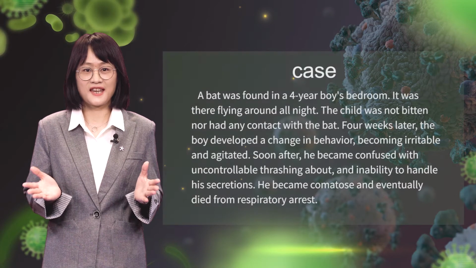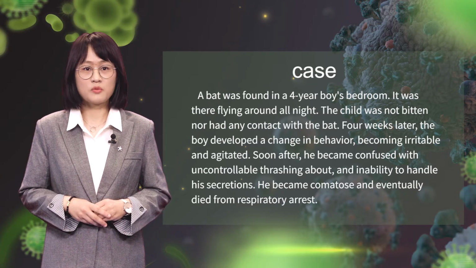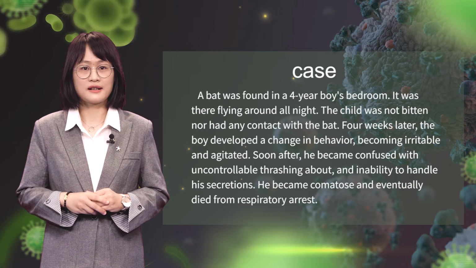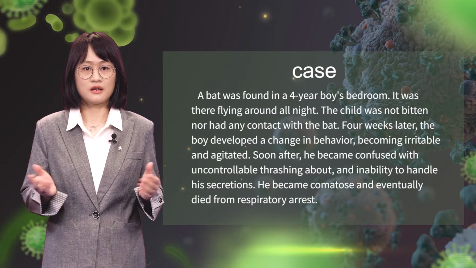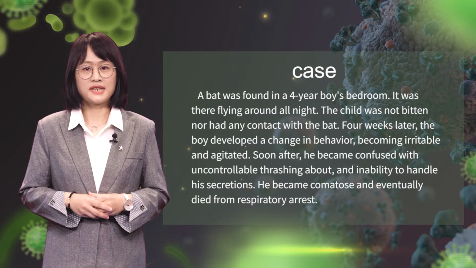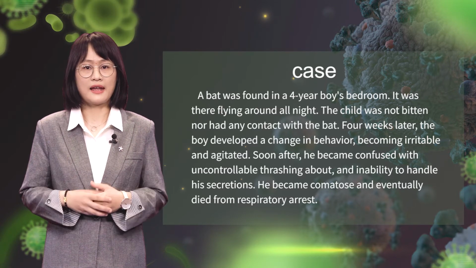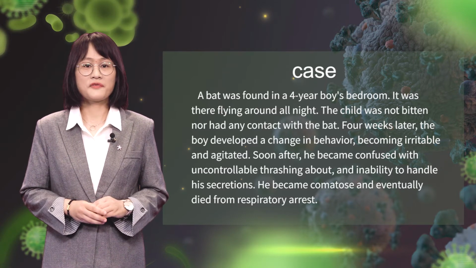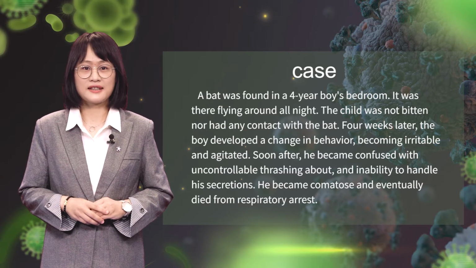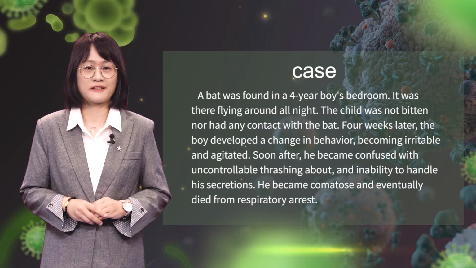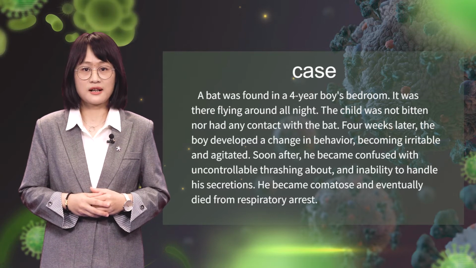Let's start with a case. A bat was found in a 4-year-old boy's bedroom. It was there flying around all night. The child was not bitten nor had any contact with the bat. 4 weeks later, the boy developed a change in behavior, becoming irritable and agitated. Soon after, he became confused with uncontrollable thrashing about and inability to handle his secretions. He became comatose and eventually died from respiratory arrest.